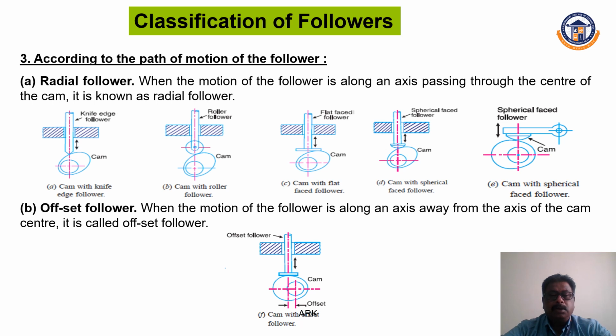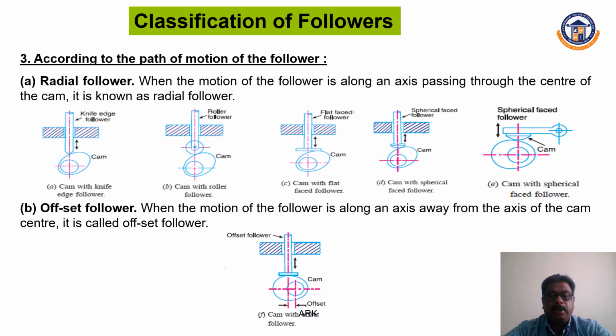According to the path of motion of the follower, it is again classified into radial follower or offset follower. In a radial follower, the motion of the follower is along an axis passing through the center of the cam. Knife edge follower with cam, roller follower with cam, flat-faced follower with cam, spherical-faced follower with cam, and oscillating follower with cam, which are in line with the axis of the cam, are called radial followers.